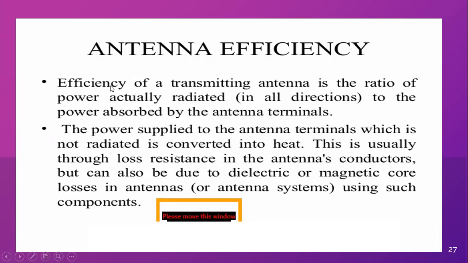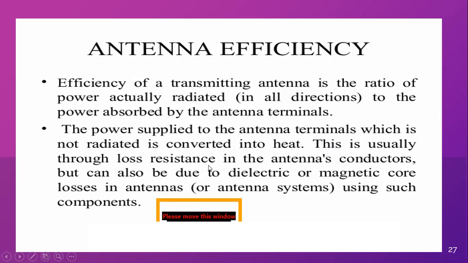So at that time we were interested in finding the power P, the maximum power transferred from the source to the destination, with the help of that theorem. Similarly here, we are interested in how much power is transmitting from the source, how much is radiated, and how much is absorbed. Depending upon that, the antenna efficiency shows how the power will be radiated and how it will be absorbed by the particular antenna. The power supplied to the antenna terminals which is not radiated is converted into heat.